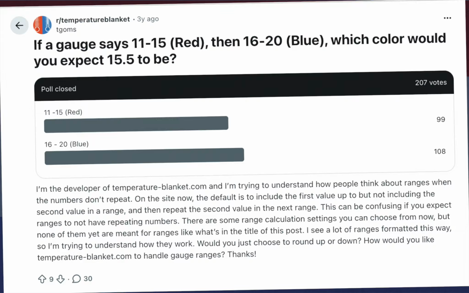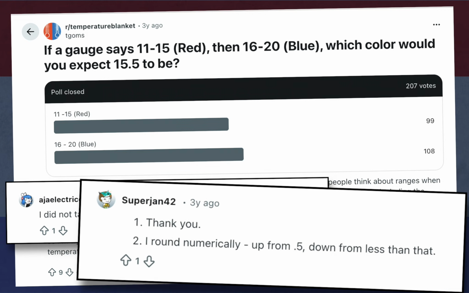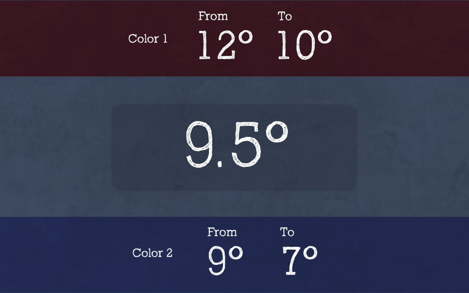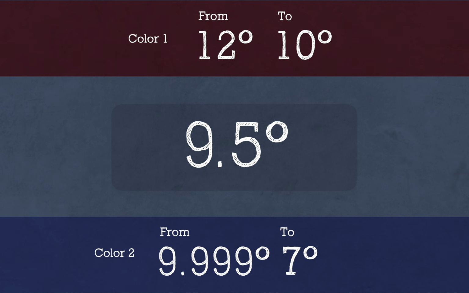I asked this question in a survey, and people's opinions were pretty evenly split. To avoid confusion and gaps, we could use decimals in the range values. For example, if the first range ends at 10, the second range would start at 9.999. Now it's clear in which range 9.5 should go, but 9.999 is long and kind of messy.